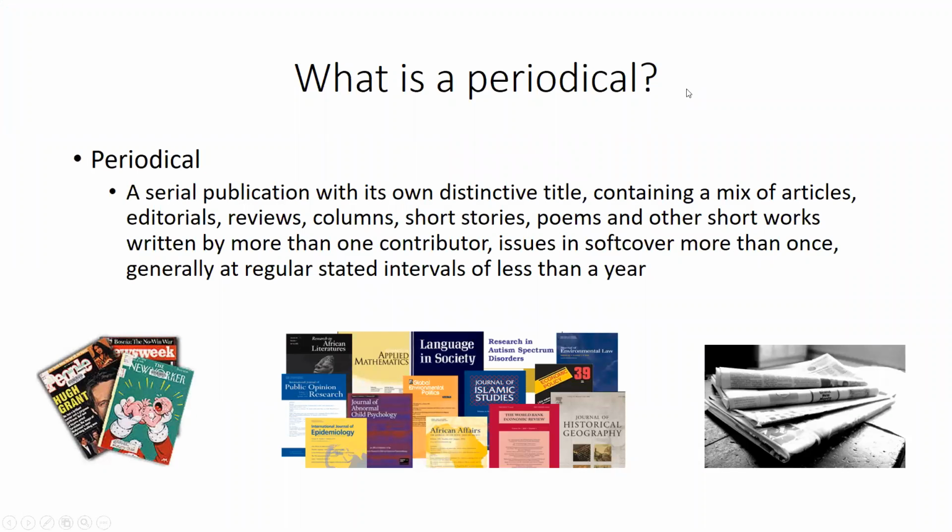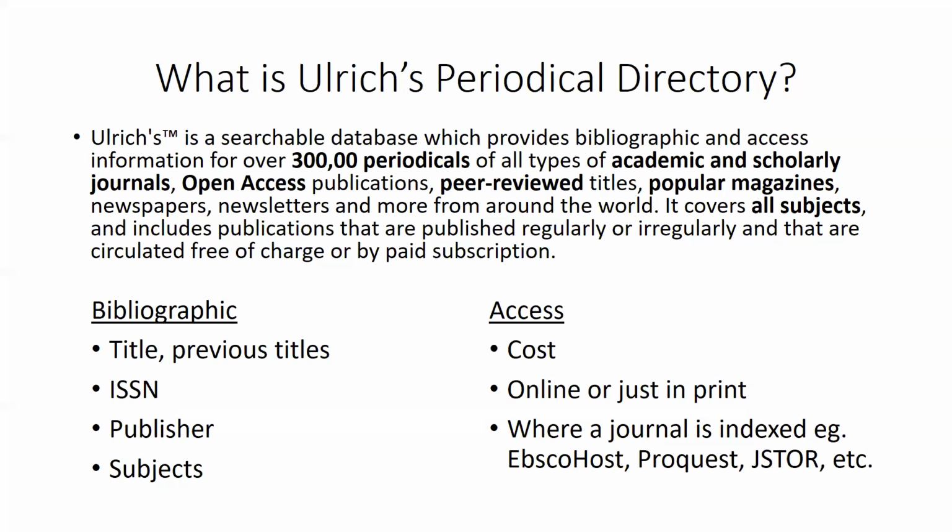Before we get started, I suppose we should go over the definition of a periodical. A periodical is a serial publication with its own distinct title, containing a mix of short works written by more than one contributor, issuing more than once, generally at regular stated intervals of less than a year. With that in mind, Ulrich's Periodical Directory is a searchable database that provides information about all those different journals, serials, and periodicals. You'll find bibliographic information like title, title changes, ISSN, publisher, and subjects, and access information such as subscription costs, whether it's available online or just in print, and where you'll find it indexed.